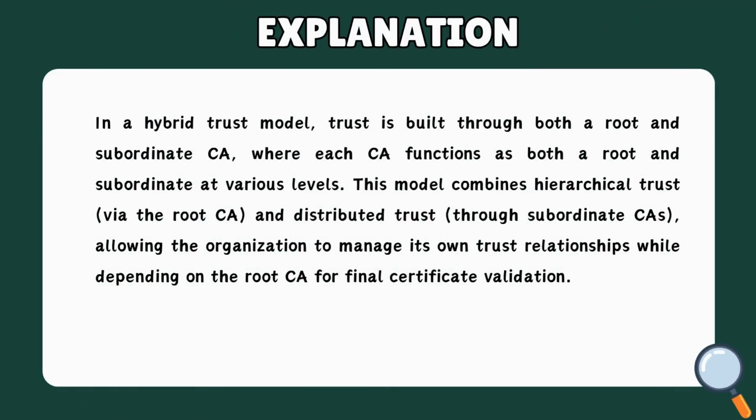In a hybrid trust model, trust is built through both a root and subordinate CA, where each CA functions as both a root and subordinate at various levels. This model combines hierarchical trust via the root CA and distributed trust through subordinate CAs, allowing the organization to manage its own trust relationships while depending on the root CA for final certificate validation.